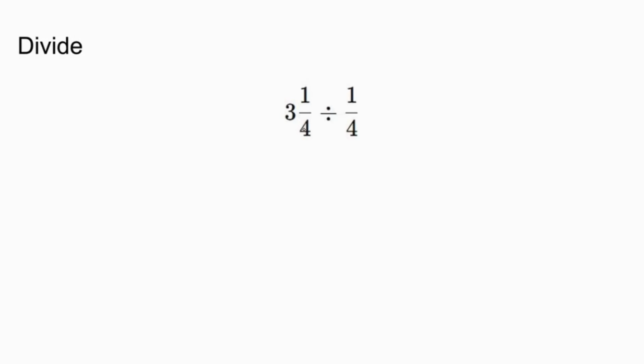Divide 3 1/4 divided by 1/4. Whenever you divide a mixed number and a fraction, the first thing you want to do is turn the mixed number into an improper fraction. How do I do that?